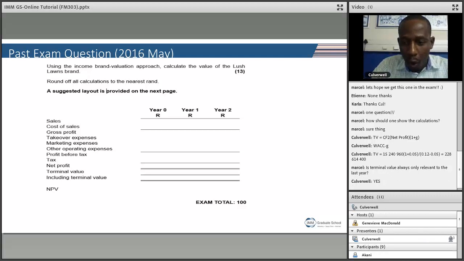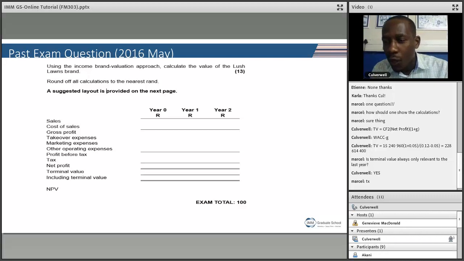Your terminal value will always come in the very last year, hence we call it terminal value. Now we have our cash flows including terminal values. My year 0 was 13,464,123, year 1 was 14,515,200, and year 2 was 243,855,360 rands. What we then do is show your calculation of NPV.